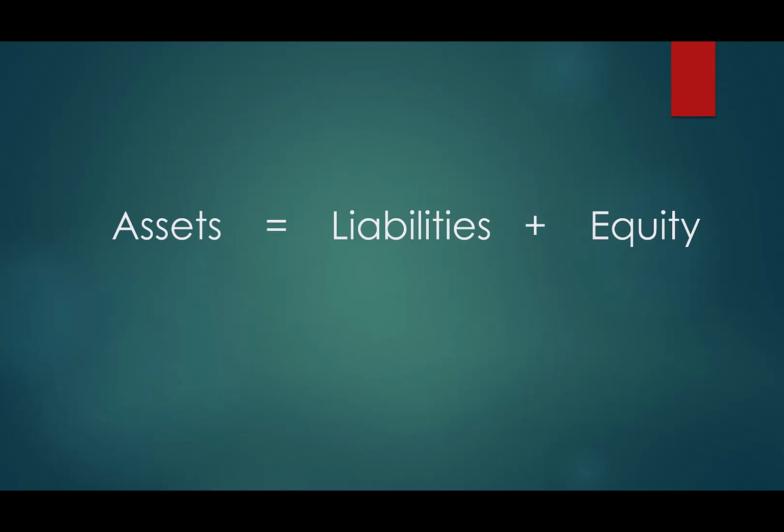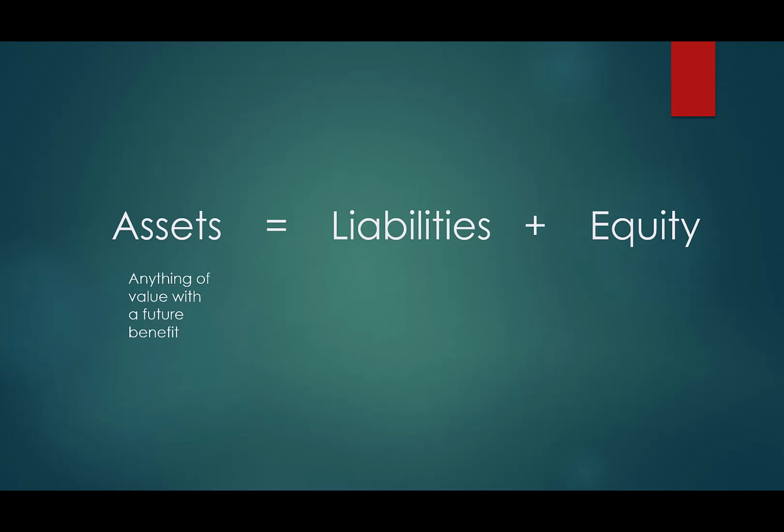In order to make sense of this equation, we have to break down those three terms and what they mean. Assets represent anything of value that has a future benefit to the business. Some of the common assets that we'll see come up are things like cash, land, buildings, and equipment.